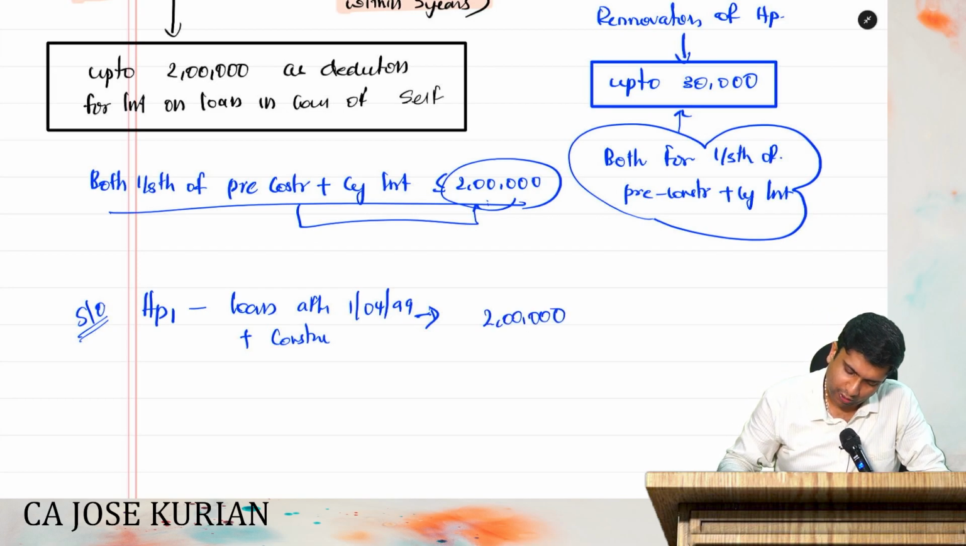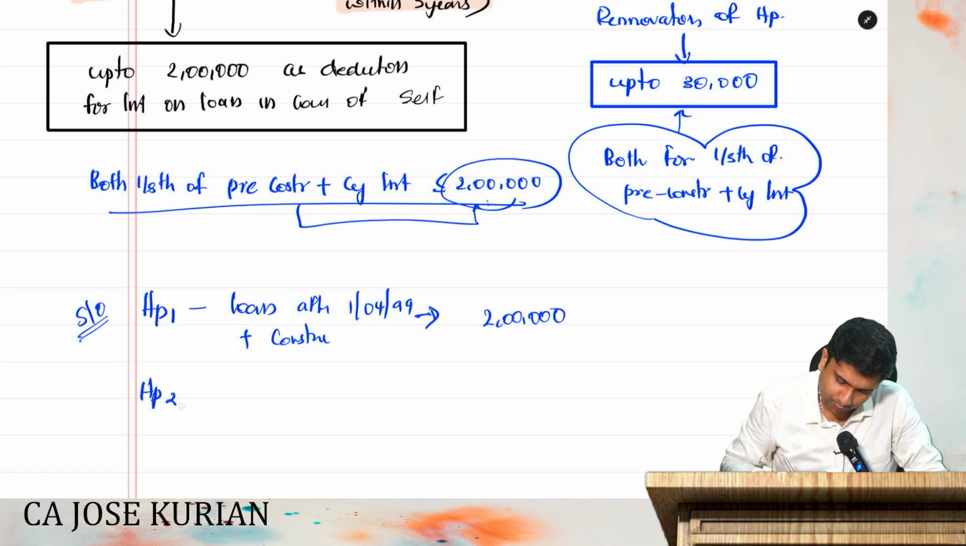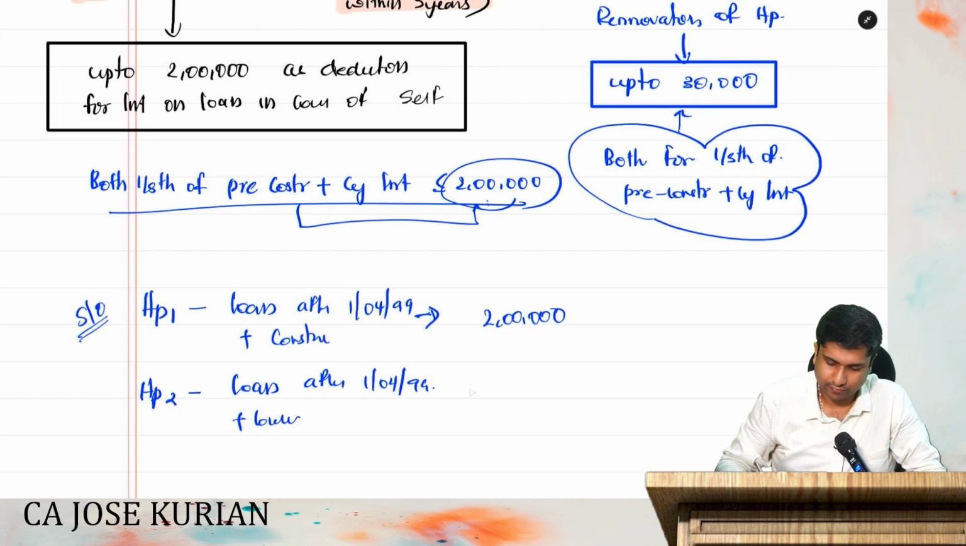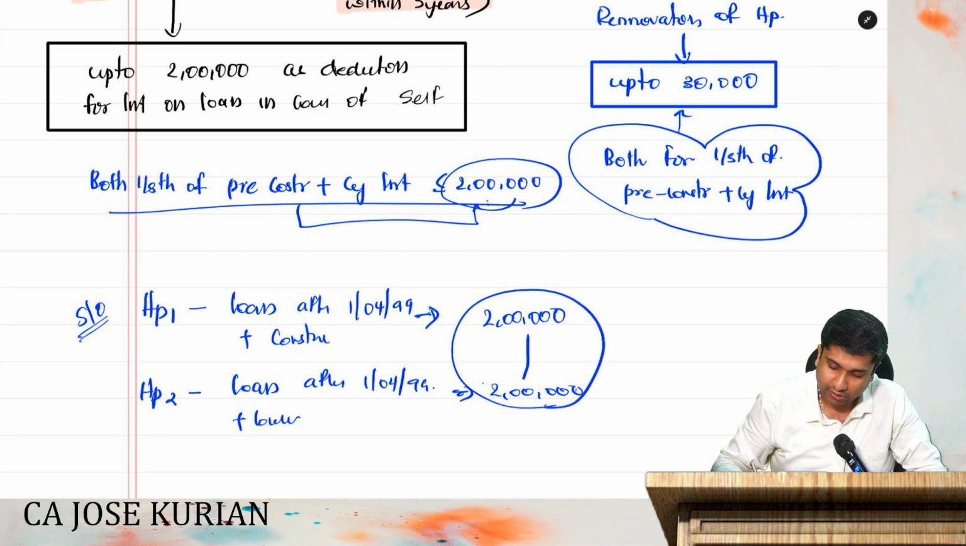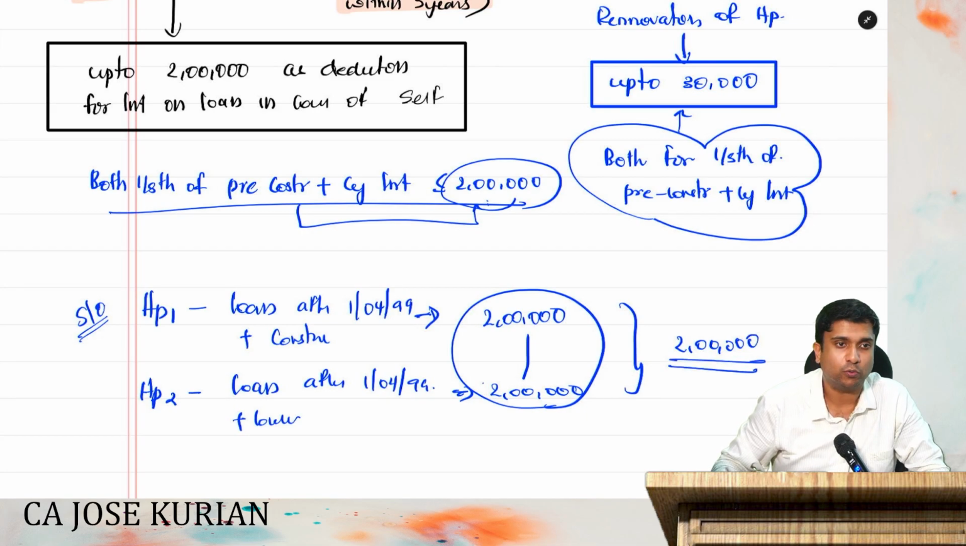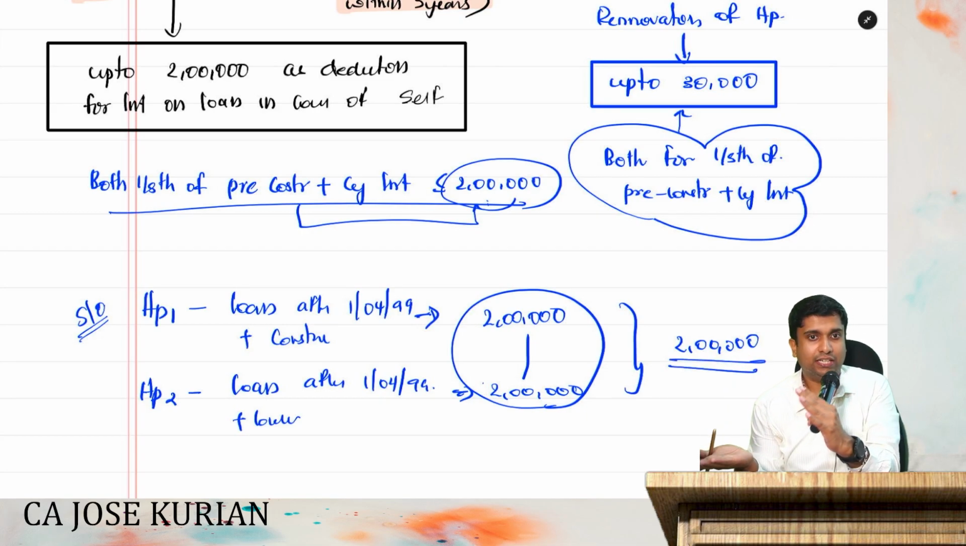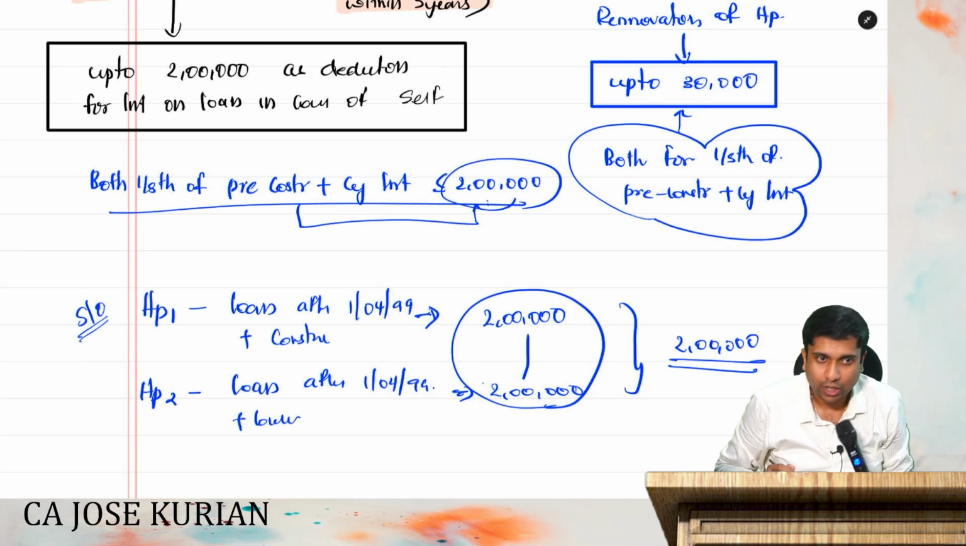And I have one more house property. For that also I have taken a loan which is after 1st April 1999, and it is for construction. For that also can I claim 2 lakh? Yes or no? By adding both together, the maximum deduction I can claim is only 2 lakh. It is not per property that I can claim 2 lakh. The maximum deduction is 2 lakh. Are you all with me?